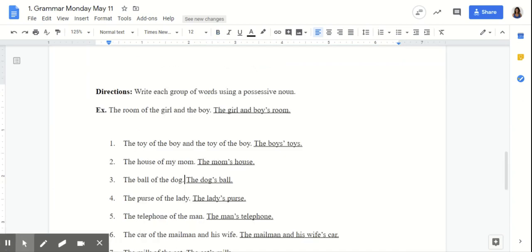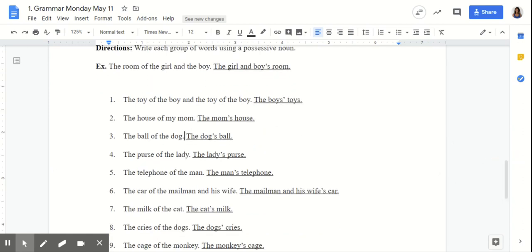All right, welcome back from trying them out on your own. Now let's go through each one to make sure that you have them correct. Okay, so for number one, it says the toy of the boy and the toy of the boy. So in this case, we have two boys and they both have toys. So we're going to show the possessive noun as boys and then its ownership of the toys. So it's going to be the boys' toys.